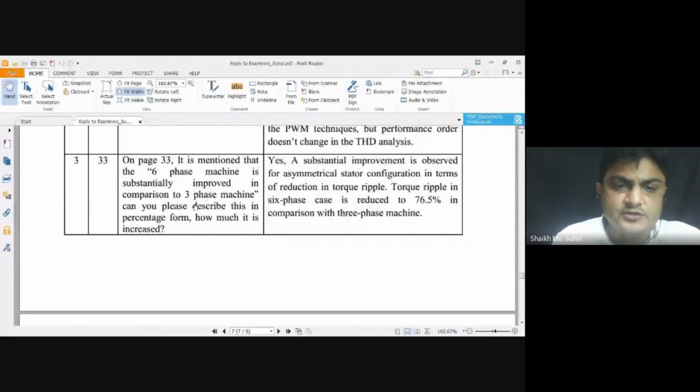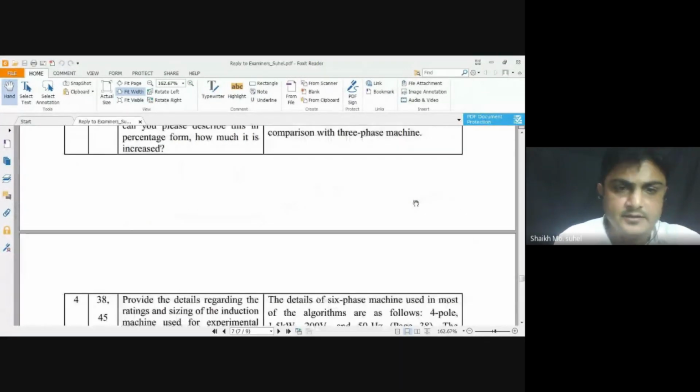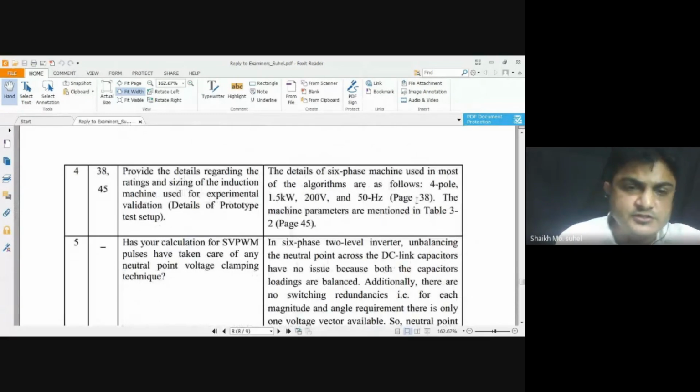The third question was: can you describe it in percentage terms? So torque ripple is reduced by 76.5%. The fourth question was about details regarding the sizing of the induction machine. These details are available on this page: the machine is 1.5 kilowatt, 200 volt, 50 hertz.